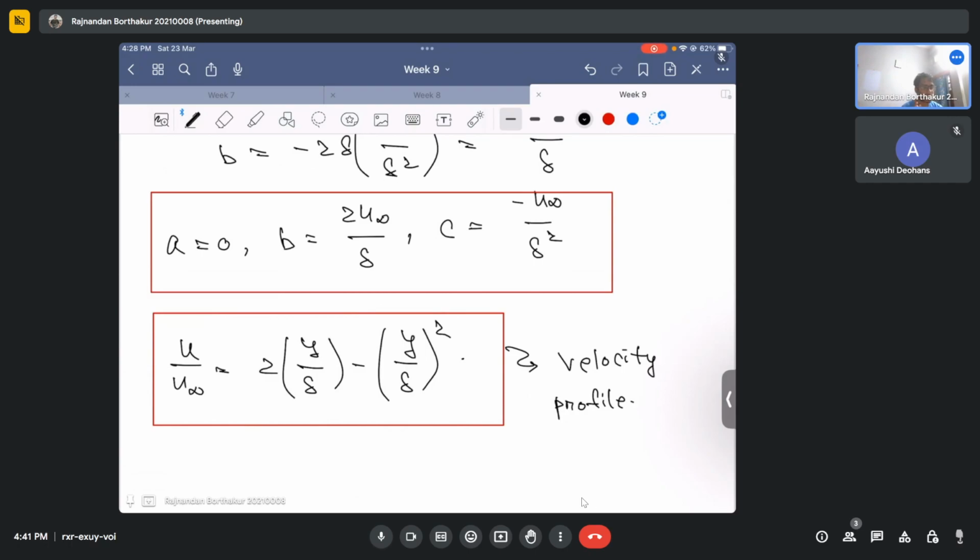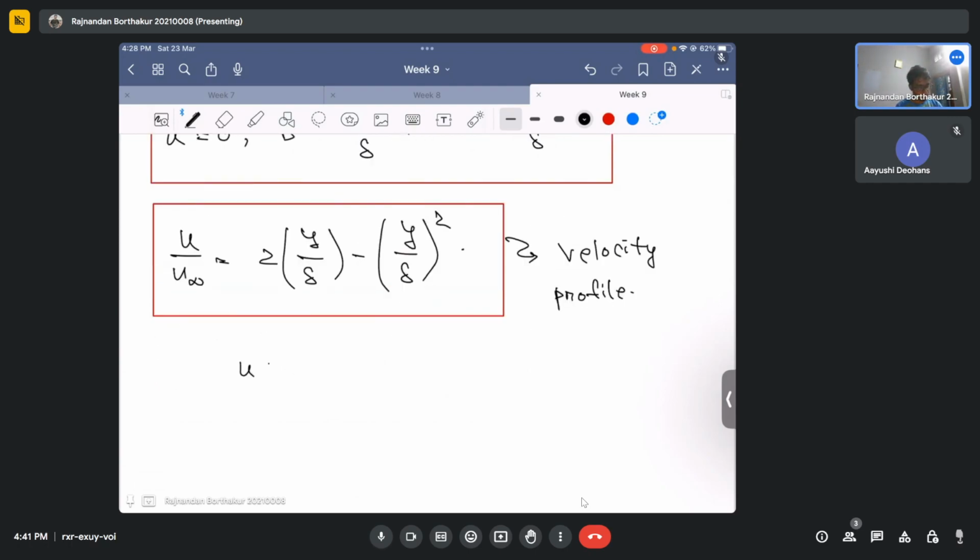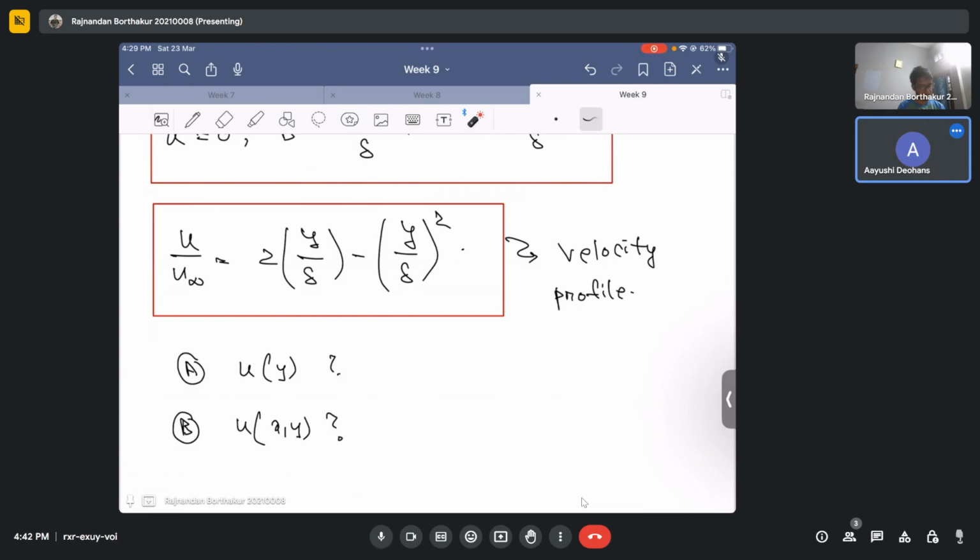Is u just a function of y, or is u also a function of some other things? Can you tell me? All I am asking is, is this correct or is this correct? It's a function of y as well as delta. So option B should be correct.